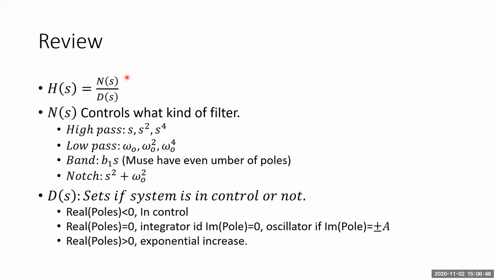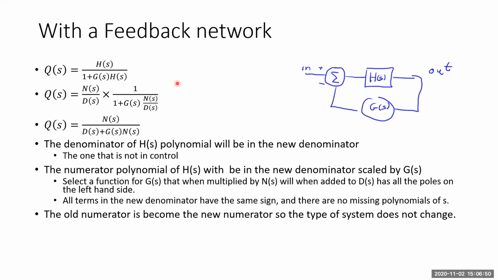Now, the old numerator, we scale it by G of S, and we have to select this function to get all the poles on the left-hand side. What are we going for, in a way that's easy to remember? Every term in the new polynomial has to have the same sign. So everything has to be plus or everything has to be minus.